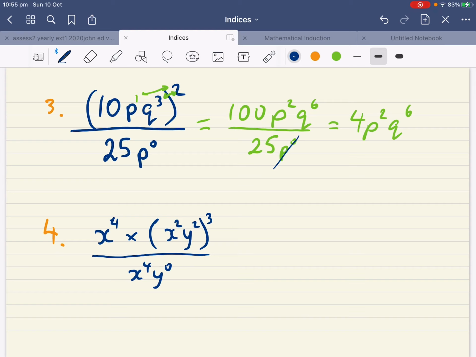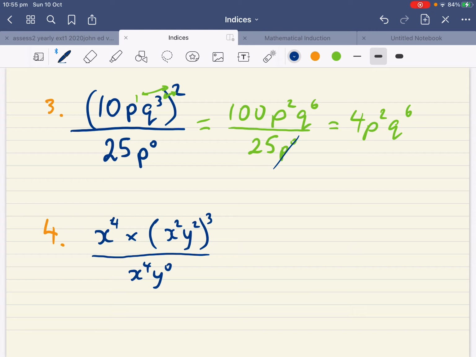So you could kind of ignore that. Notice you'd still get the correct answer. Whether you dealt with that p to the 0 as index law number 2 or you used index law number 4, it actually won't make a difference. You'll still end up with the same correct answer anyway.